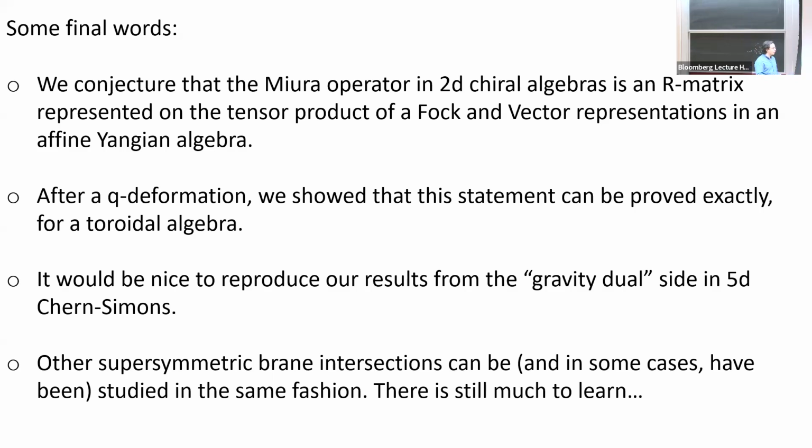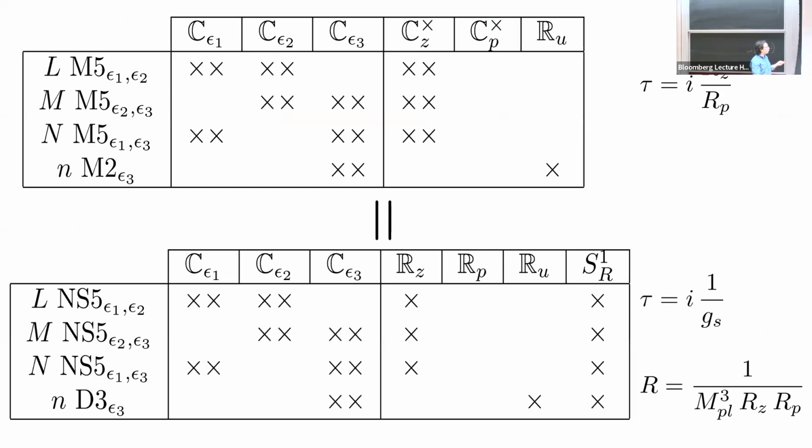Other supersymmetric brane intersections can be studied. For instance, I've told you about M2s and M5s. Well, M5s and M5s can also intersect. That's represented by an R matrix too. The algebra of operators at the intersection is captured by an R matrix in a product of Fock tensor Fock. In fact, if you go to the duality to type IIB, every type of intersection here, NS5, D5 — I've only told you about NS5s.